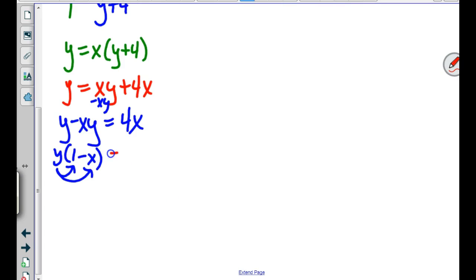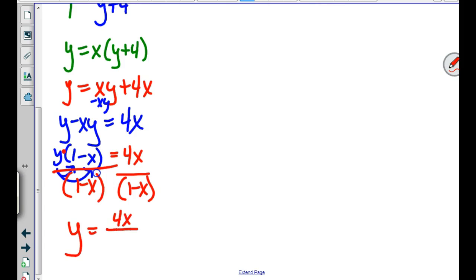All right, and I have over here equals 4x. What am I trying to get by itself? So what do I need to do? Divide, right? It's multiplied here, so I want to divide by 1 minus x. It is a lot of steps. 4x over 1 minus x, which can be written like this.